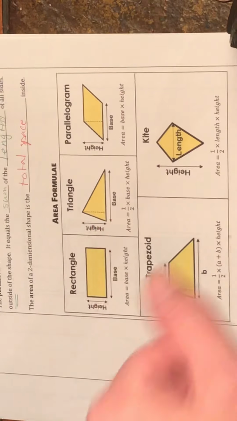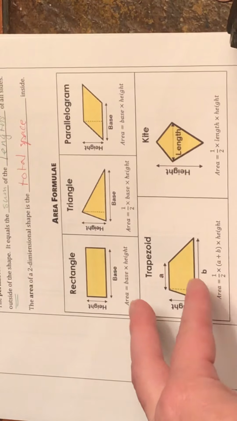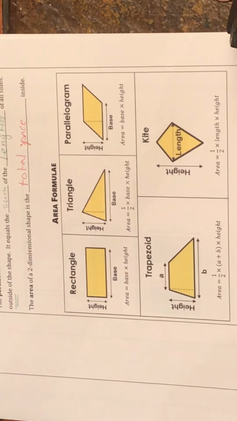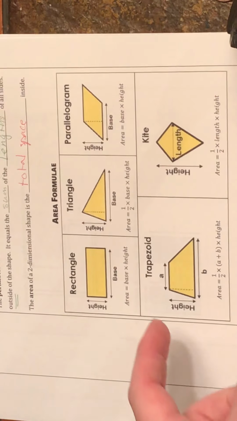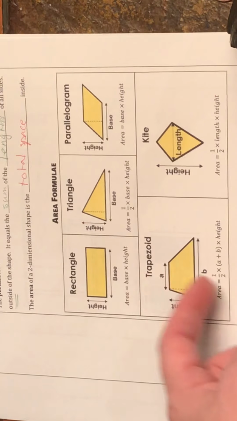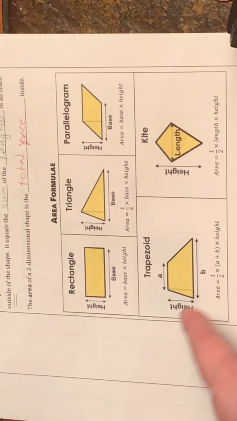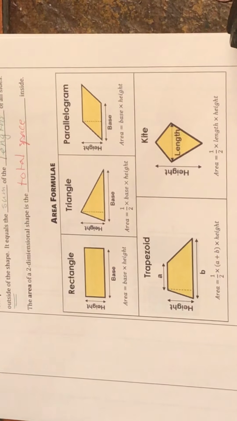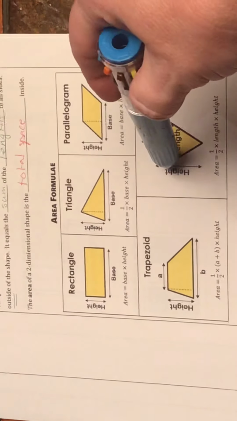A parallelogram is any four-sided shape that has two sides that are parallel, these two and these two. A trapezoid has one set of parallel lines and the other two don't have to be, and that formula is half of the two parallel sides. That's what A and B are, the two parallel sides, and again the height has to be perpendicular. So when you're looking at a trapezoid, make sure that you identify the two parallel sides, and that's your A and B. And then a kite is a quadrilateral with non-parallel sides, and again you have length and height that are perpendicular. So you have to find the two measurements that are perpendicular that form that right angle right here.